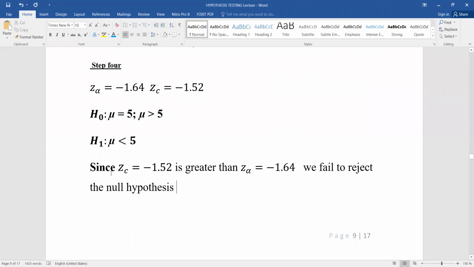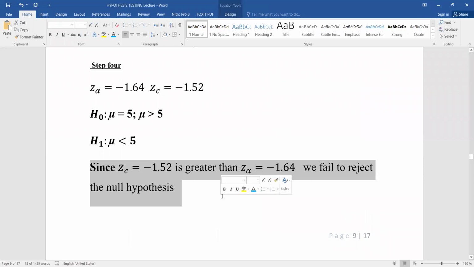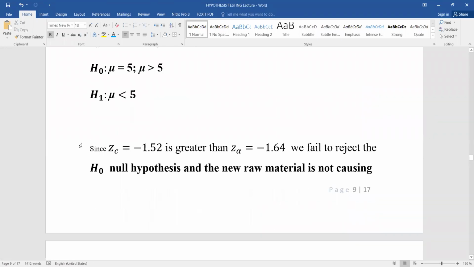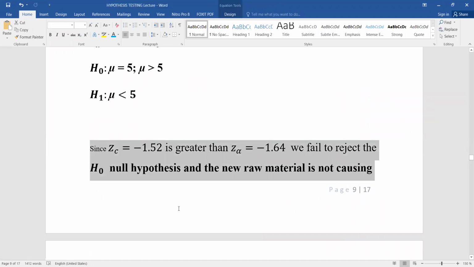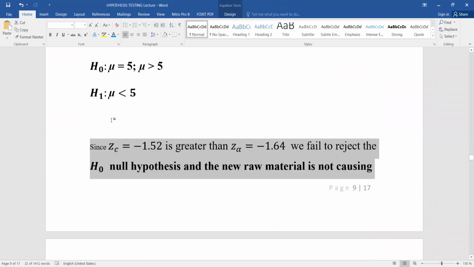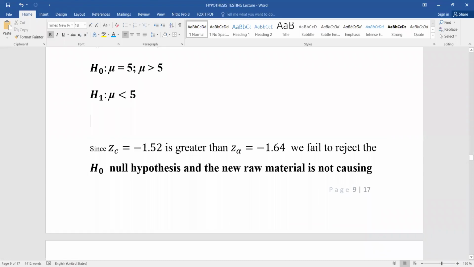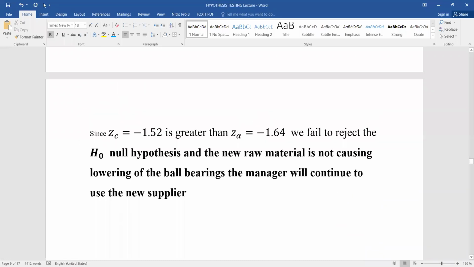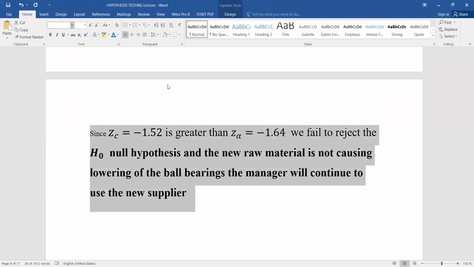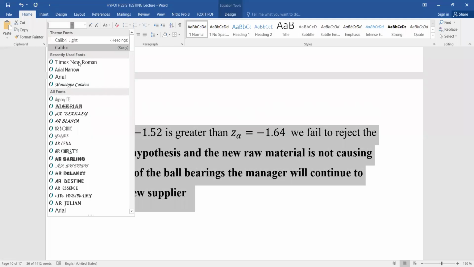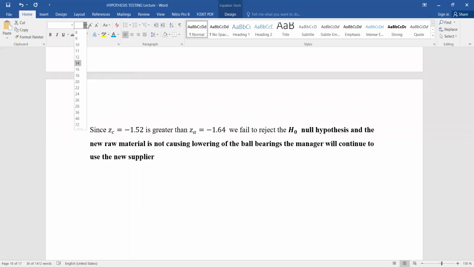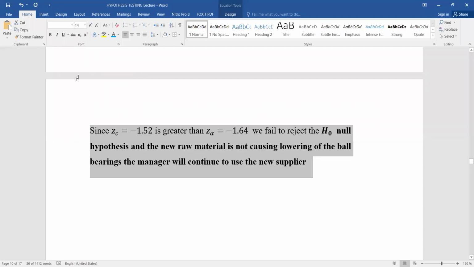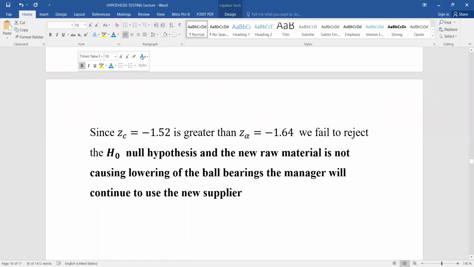So that is why we have this statement. Let me put it there, and let me increase the font. Let me make it size 20 for those people to copy.